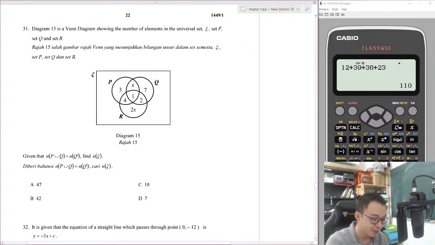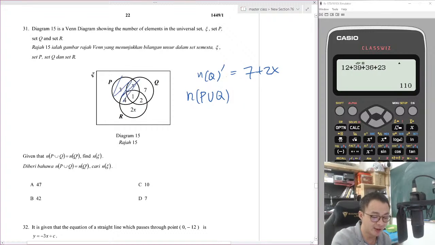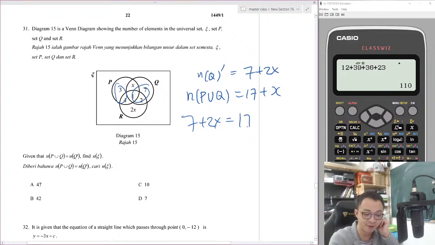Alright, they tell you P union Q is like this, which equals outside of Q. Okay, so let me write down. Outside of Q, Q prime, is here, right? So we have 7 plus 2x. So P union Q, it will be like this. This is 10, say 17, 17 plus x. Since they are equal, I'm going to solve them. So x equals 10.